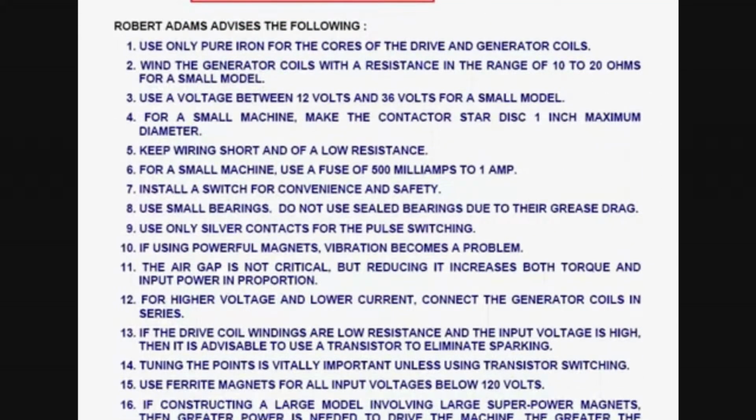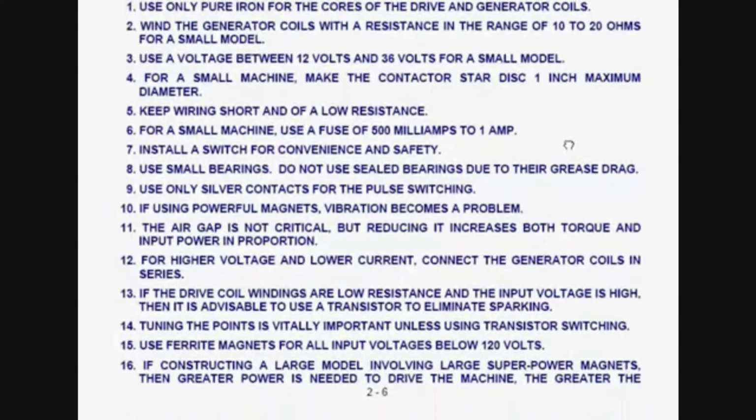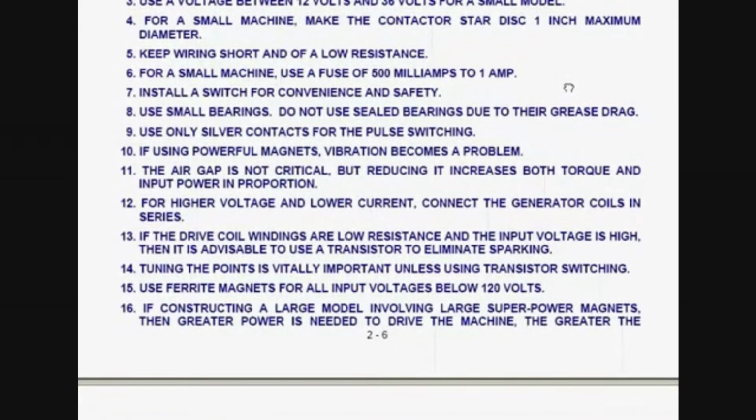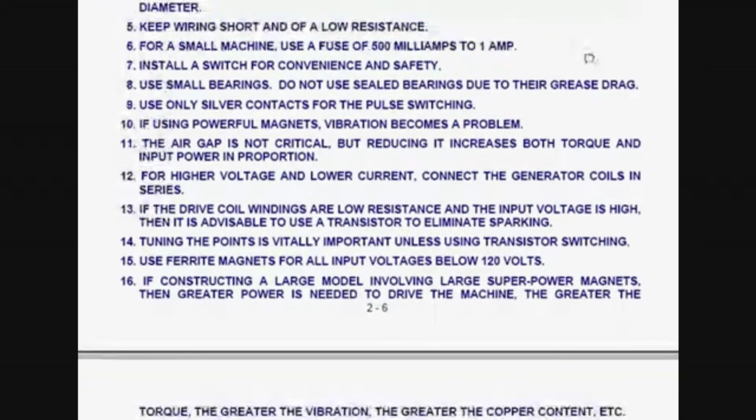Robert Adams advises the following. 1. Use only pure iron for the cores of the drive and generator coils. 2. Wind the generator coils with a resistance in the range of 10 to 20 ohms for a small model. 3. Use a voltage between 12 volts and 36 volts for a small model. 4. For a small machine, make the contactor star disc, which switches the power on and off, a maximum of 1 inch in diameter.